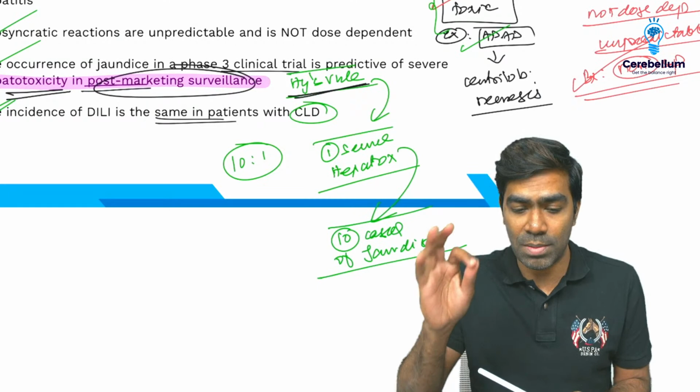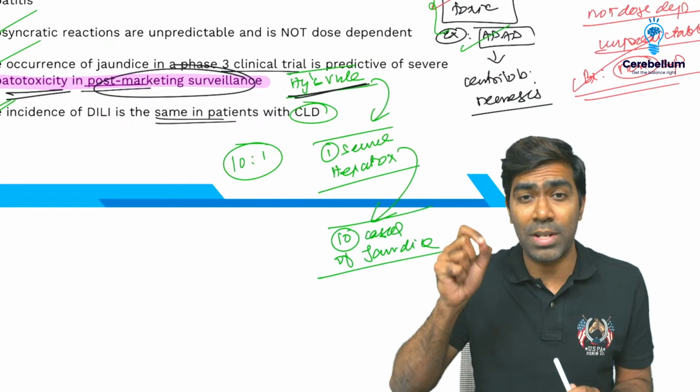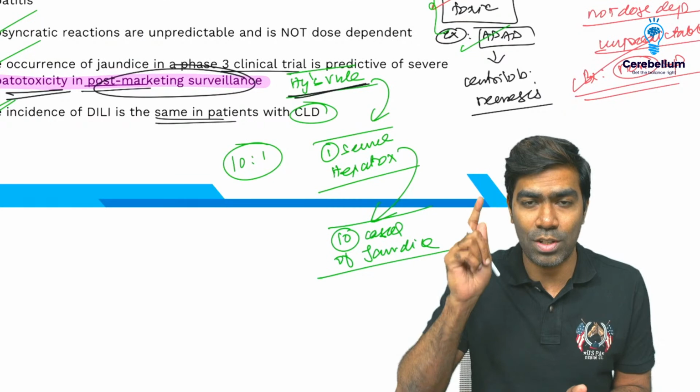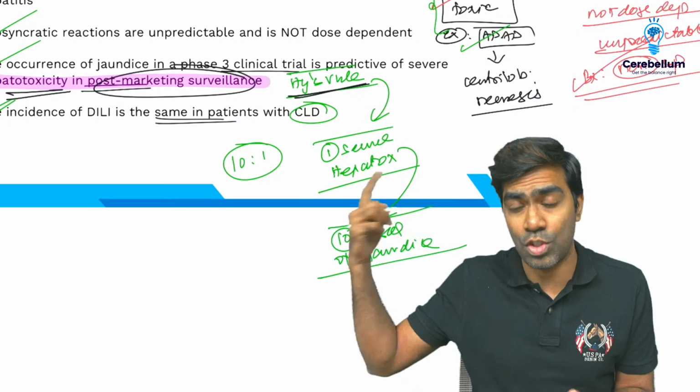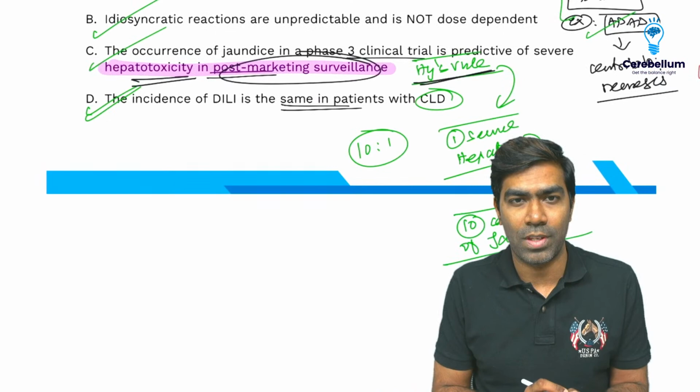So this could be a future exam question. They might ask where you apply the Hyman Zimmerman rule or Hy's rule. It's for DILI, drug-induced liver injury. For every one case of severe hepatotoxicity in the phase 3 clinical trial, it's going to translate into 10 cases of jaundice once you release that drug in the market. So that is the Hyman Zimmerman rule or Hy's rule. So all these three are correct.